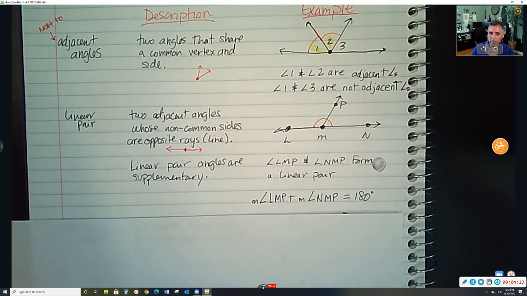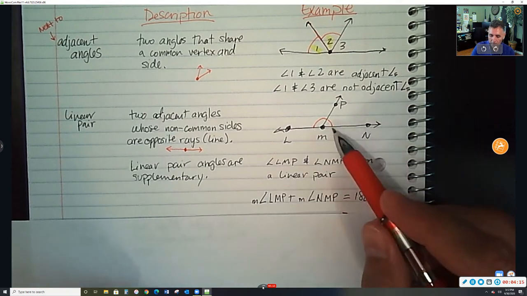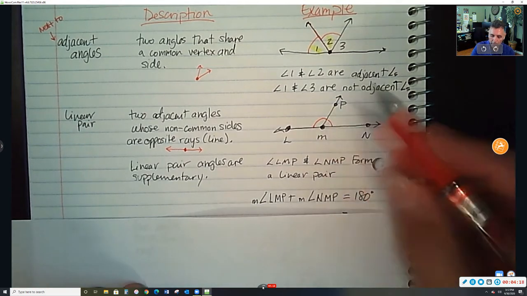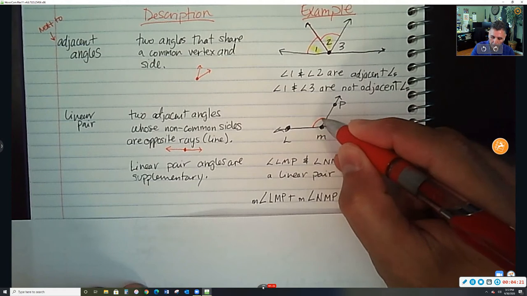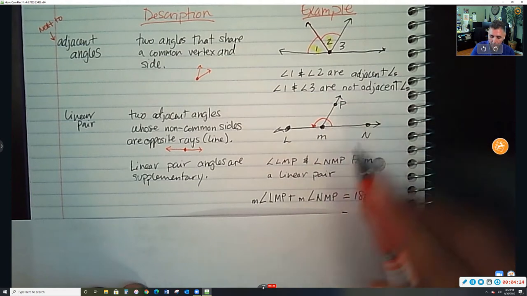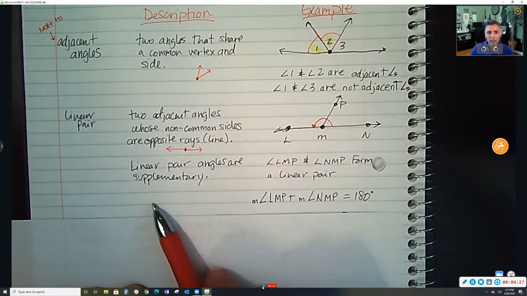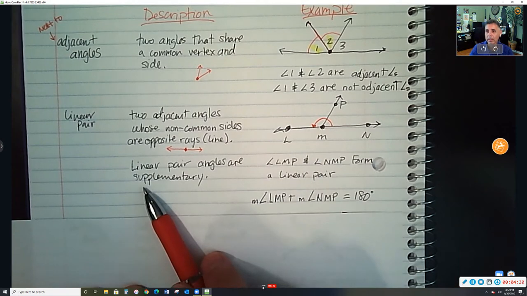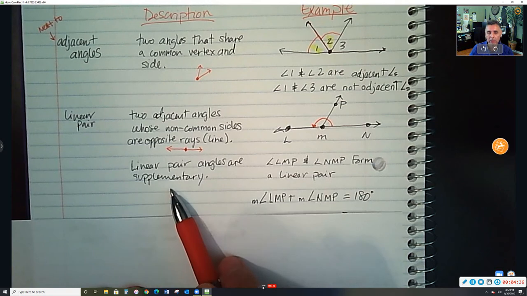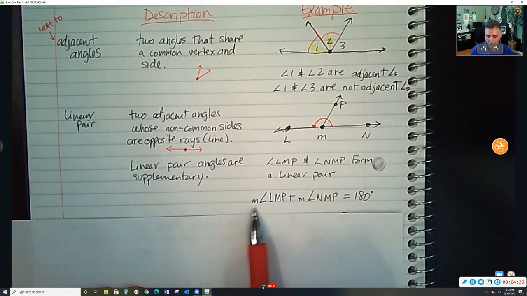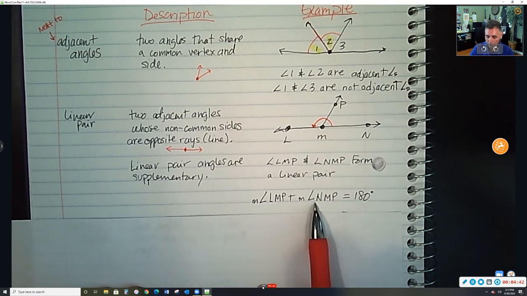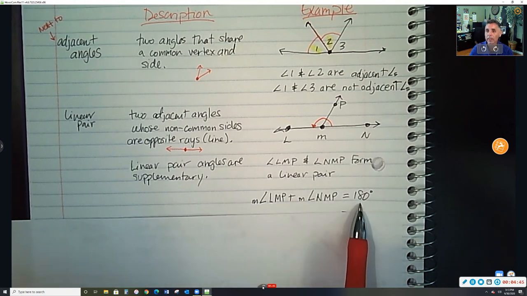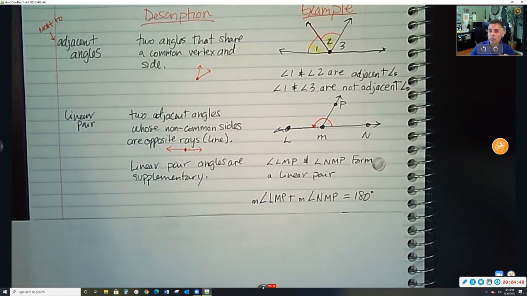And also, if you notice this from the assignment we did 2 days ago, when they come together to make a line, that angle is a half rotation. And here's something else about linear pairs. It's not part of the definition, but it's more of a characteristic. Linear pair angles are supplementary, meaning when you add the measure of angle LMP plus the measure of angle NMP, it will equal 180 degrees. That's a consequence or a characteristic of a linear pair.